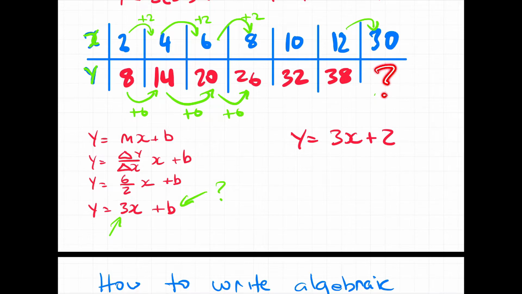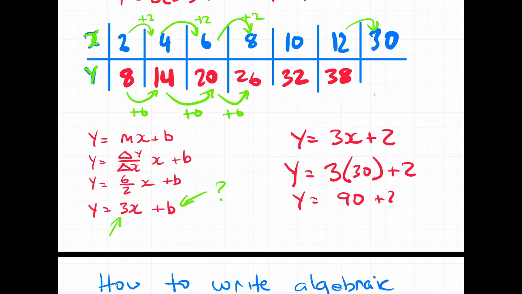So what is going to be the value of y when x is 30? Okay, well, let's just rewrite the equation. The y is going to equal 3 times the x value, which is 30, plus 2. So what is 3 times 30? It's 90 plus 2. What is 90 plus 2? 92. So right here, this one is equal to 92.